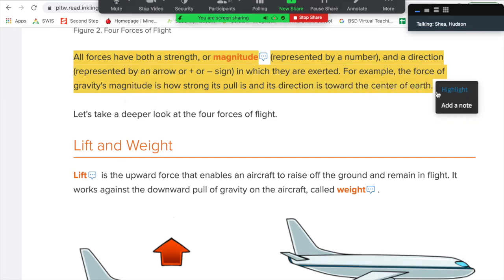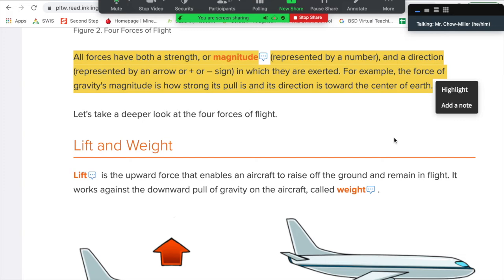Sure. All forces have both a strength or magnitude represented by a number and a direction, represented by an arrow, plus or a minus sign, in which they are exerted. For example, the force of gravity's magnitude is how strong its pull is, and its direction is toward the center of the earth.